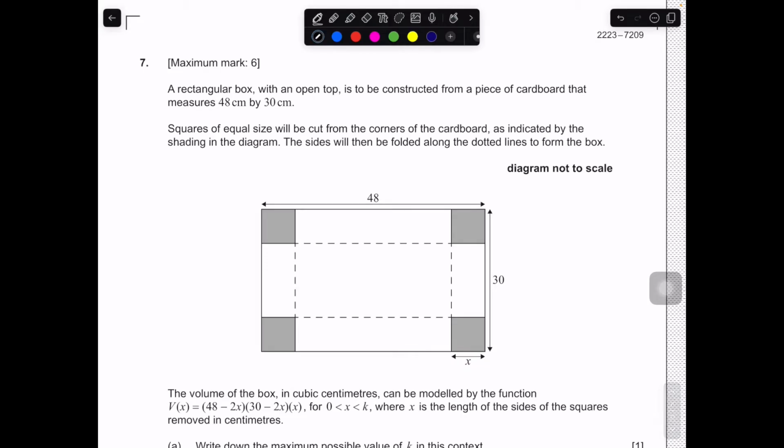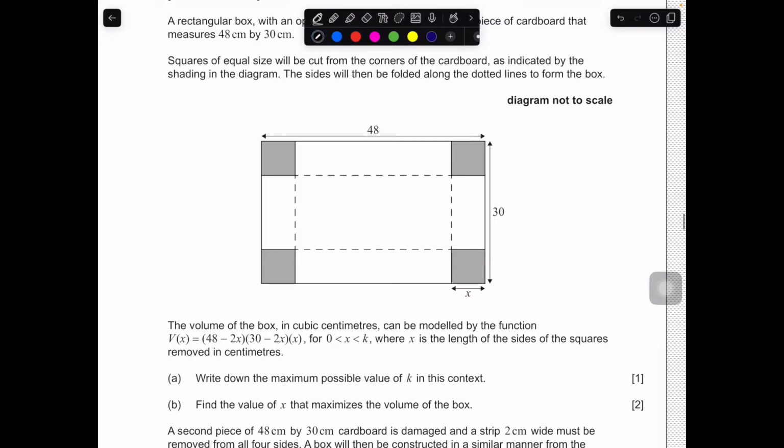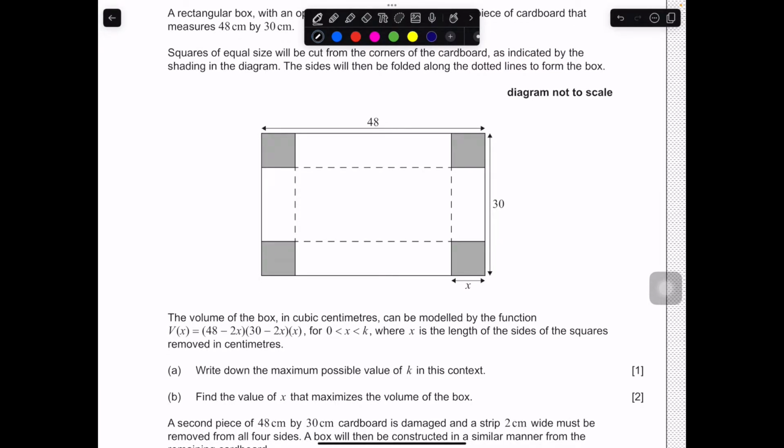Alright, question 7, let's see. A rectangular box with an open top is to be constructed from a piece of cardboard that measures 48 centimeters by 30 centimeters. Squares of equal size will be cut from the corners of the cardboard as indicated by the shading in the diagram. The sides will then be folded along the dotted lines to form a box. And then we've got the dimensions here, 48 by 30.